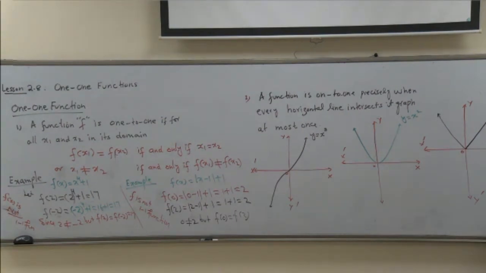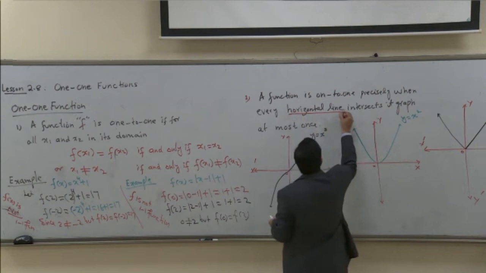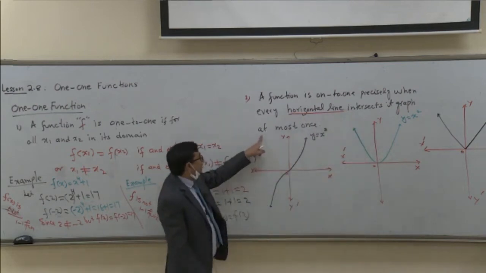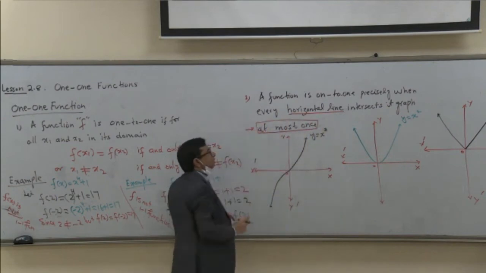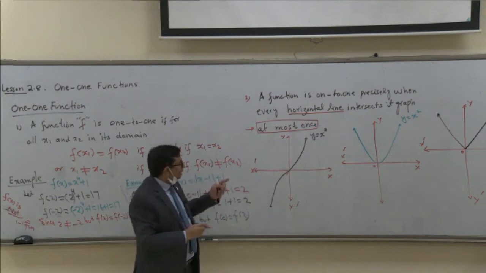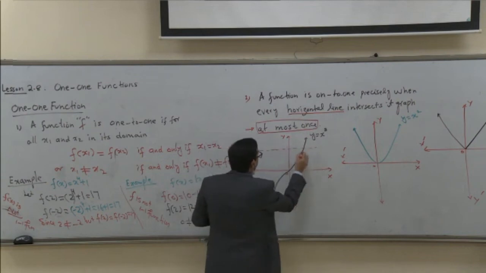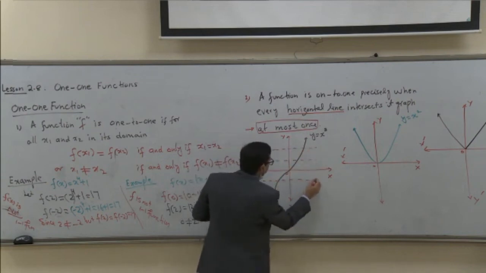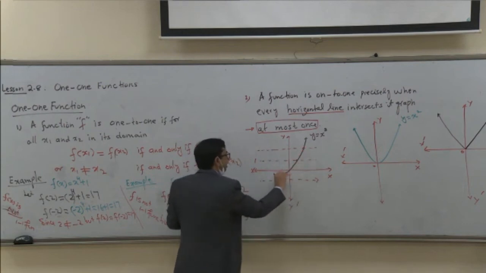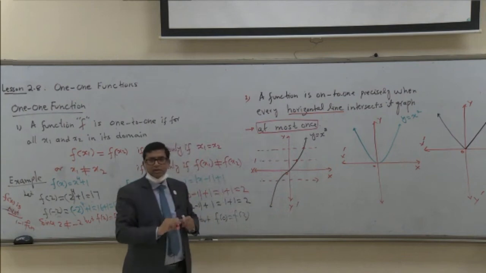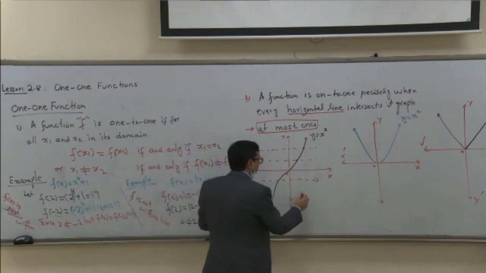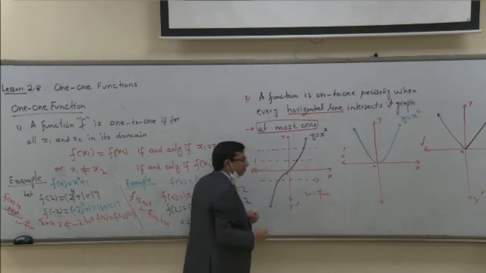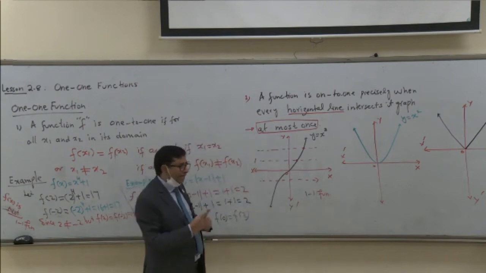A function is a 1-1 function when every horizontal line intersects the graph at most once. Here we are using the horizontal line test. At most, this is a very important word, at most once. See, the horizontal line and this graph. Now tell me, I'm drawing this graph. This is the horizontal line. At how many points is it intersecting? 1 point here, 1 point. Anytime you take this line up over the graph, it is cutting at 1 point only. Is this a 1-1 function or not? Yes, this is a 1-1 function. Why? Because the horizontal line cuts at 1 point only.